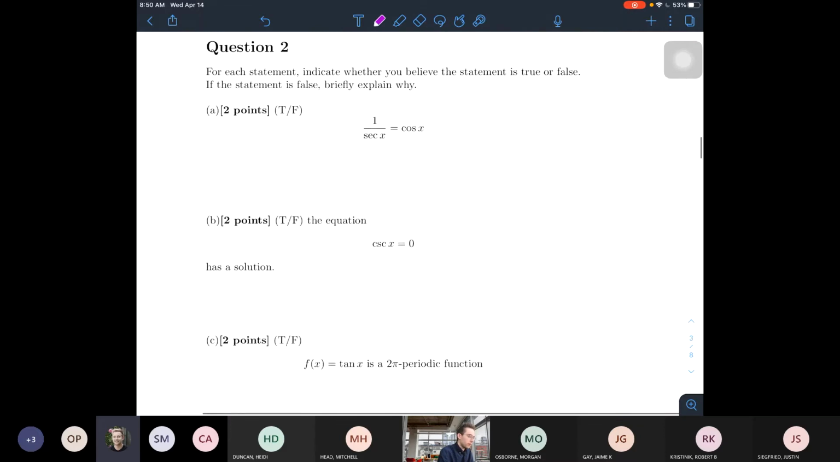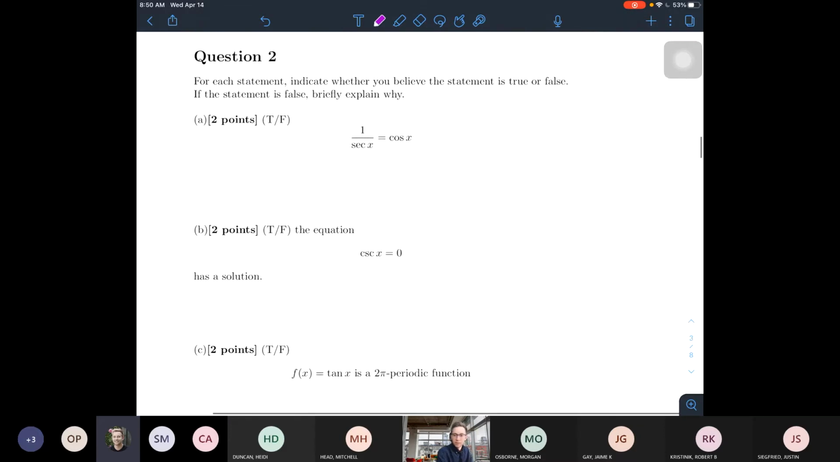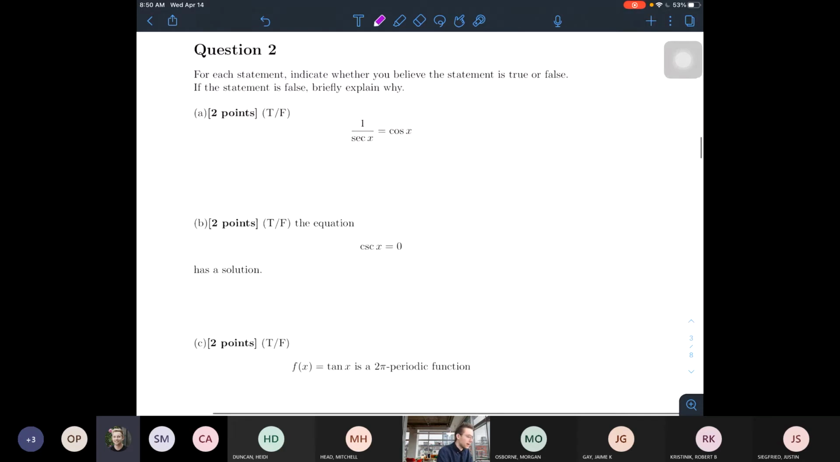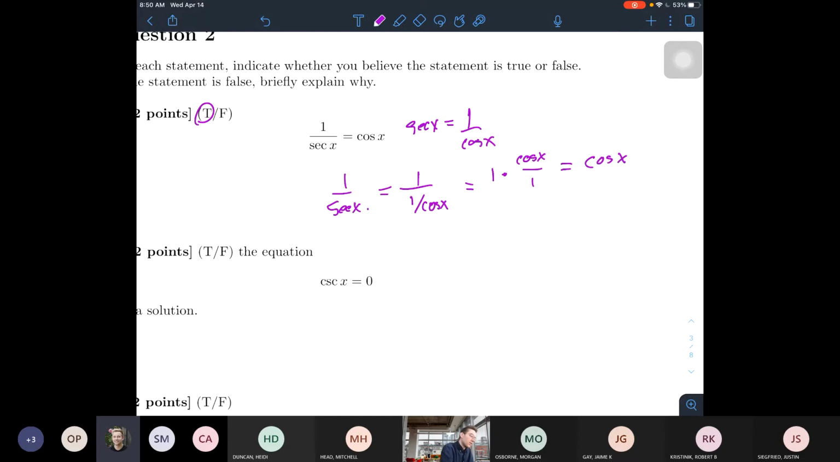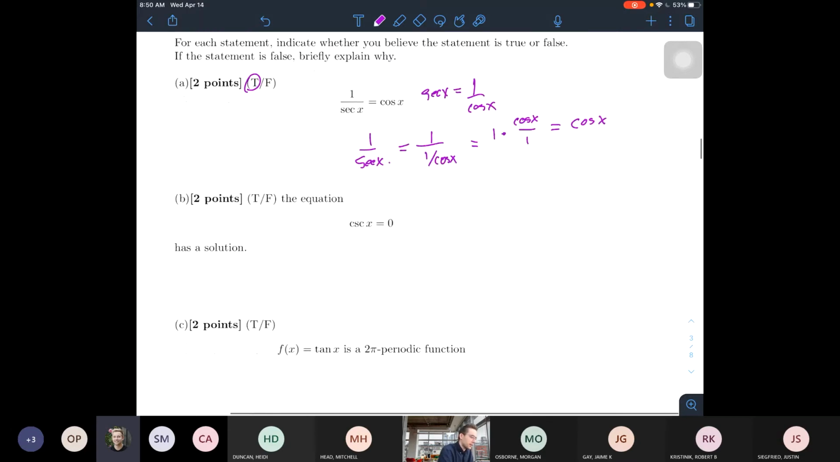So the next question was true and false. To catch up on time, I'm going to try to go through these fairly quickly. We'll come back if there are questions on these. So first of all, 1 over secant x is equal to cosine x. This one's true because secant x is equal to 1 over cosine x. So 1 over 1 over cosine x is equal to 1 times cosine x over 1, which is equal to cosine x. And this was 1 over secant. So this one's true. It's a reciprocal identity.